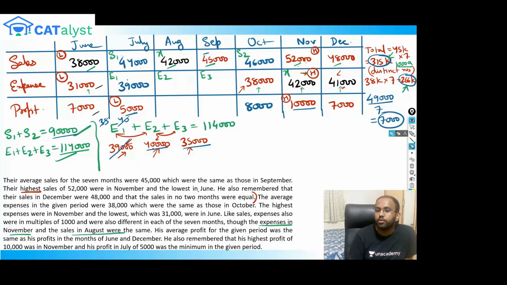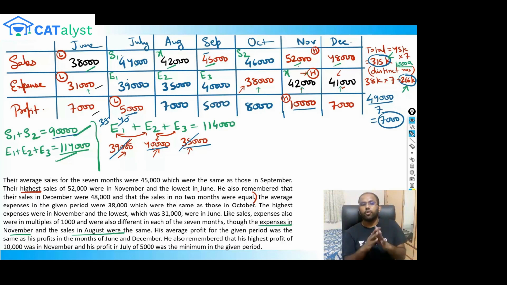So what is the value of E2? If E2 can't be 40, and it already can't be 39, the only possibility is that E2 should be 35,000. If E2 is 35,000, then 42 minus 35 becomes 7,000. Now the last value in the set should be 40,000. 45 minus 40 should be 5,000, right? Hence we have solved this set. It's a fantastic set, guys. It's a really good set.